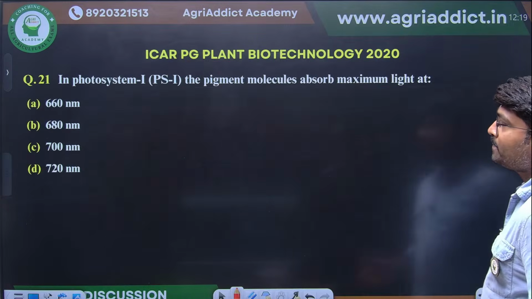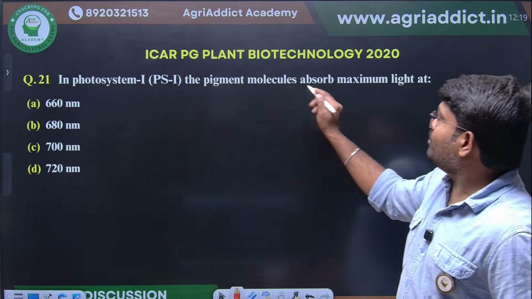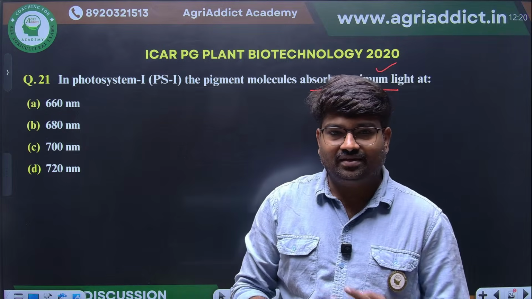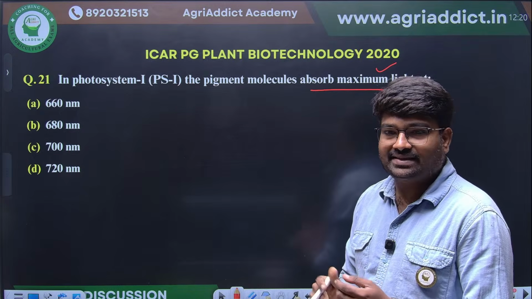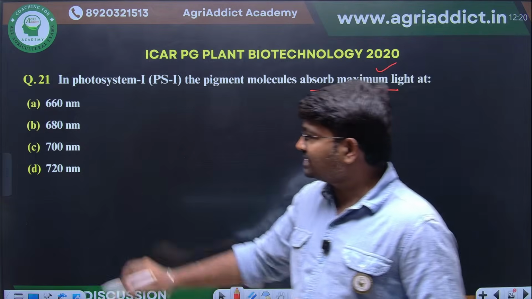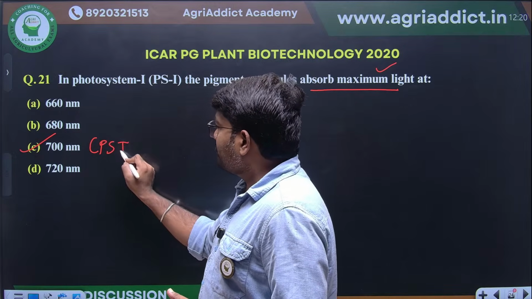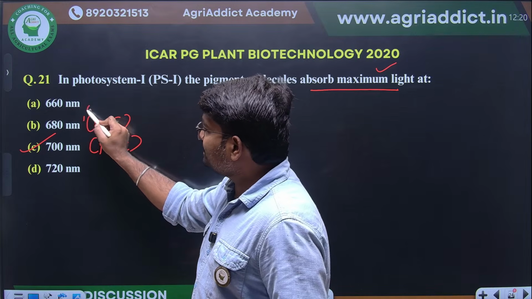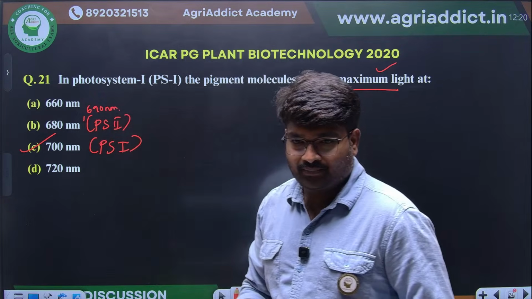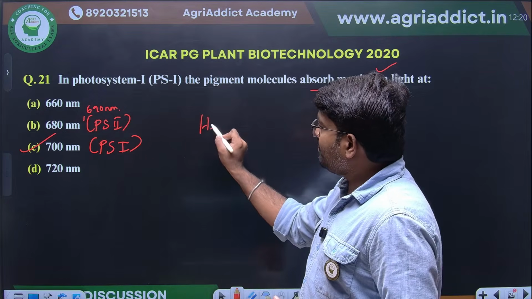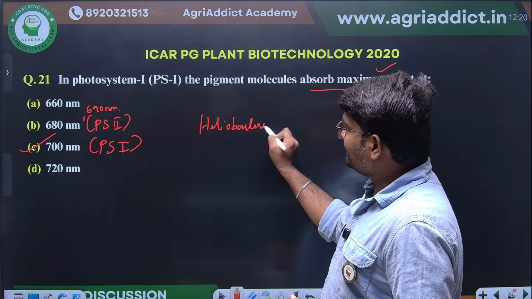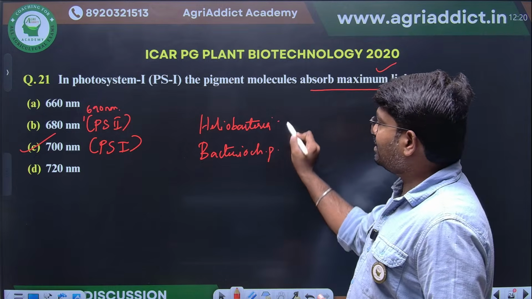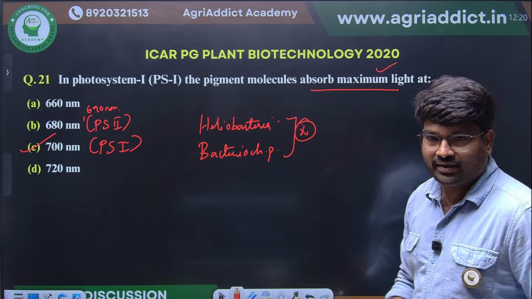Okay, clear? In photosystem 1, the pigment molecule absorbs maximum light at which nanometer? 660, 680, 700 or 720? Yes, very good, 700. PS1 is 700. PS2 is 680. In some books they have mentioned 680 as well as 690 nanometer also. Then you have to read about Heliobacter. What will be the absorption for Heliobacter? Then bacteriochlorophylls, what are the absorptions? This also you have to read once, just go through once.